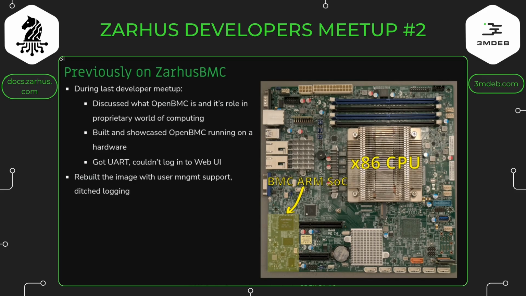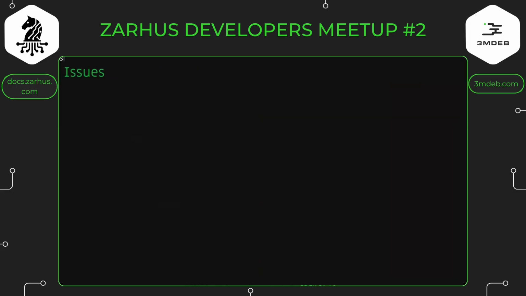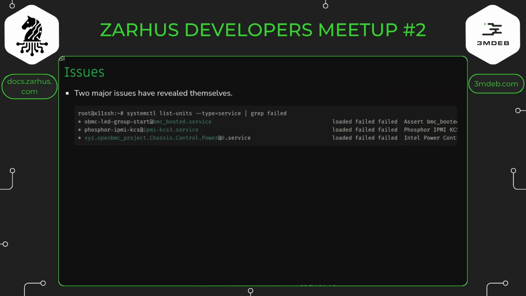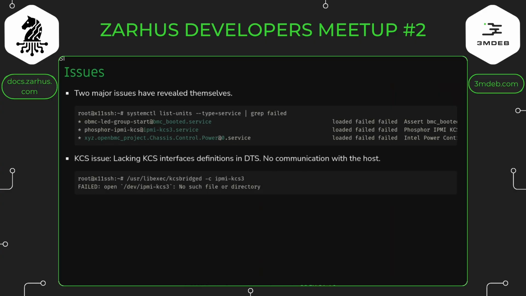So I rebuilt the image with user management support and had to ditch something else. I ditched logging, because who needs that, right? And then I was able to log in via WebUI. But unfortunately, this revealed issues. TLDR, two major issues revealed themselves when I managed to actually run the image. Those two main issues were the KCS service and the power control service.